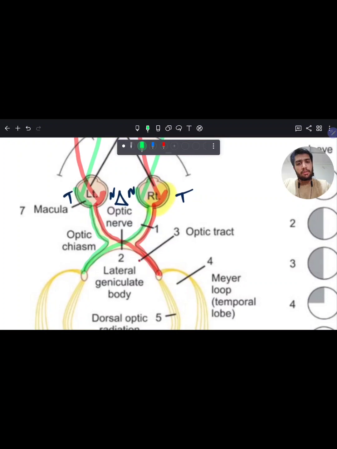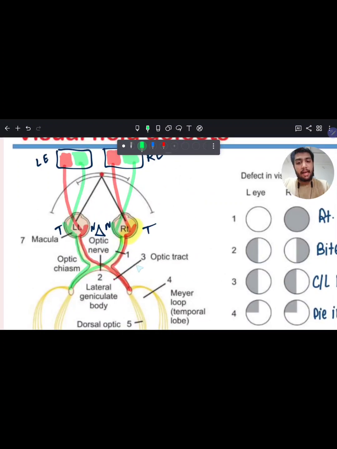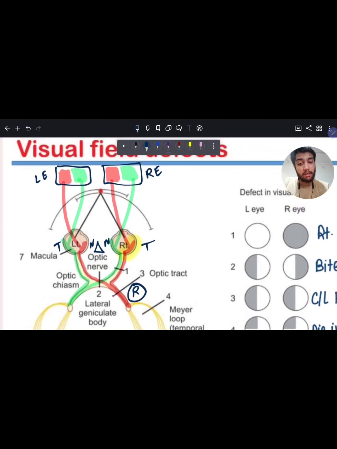Now if you observe the right side, this forms the right optic tract, right? The right optic tract has the information of the left visual fields of both the eyes. See, if you follow the red color, it is having the information of the left side. It is having the information of the left side of both the visual fields of the left eye and right eye.